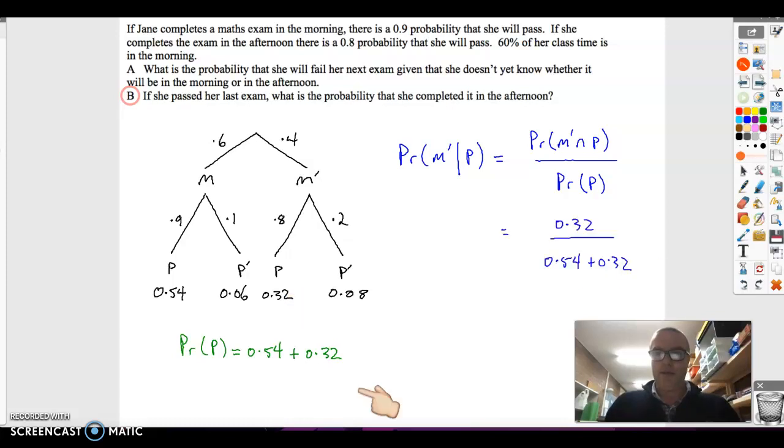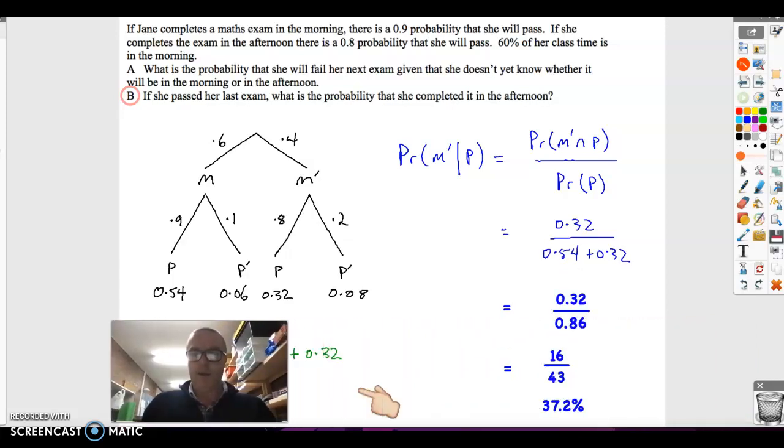So putting those in and calculating that probability, we can see we're going to have 0.32 divided by 0.86, which we can convert to a simple fraction, or we might approximate it with a percentage. It would be roughly 37.2%. So if she passed her last exam, the probability that she completed it in the afternoon is roughly 37.2%.